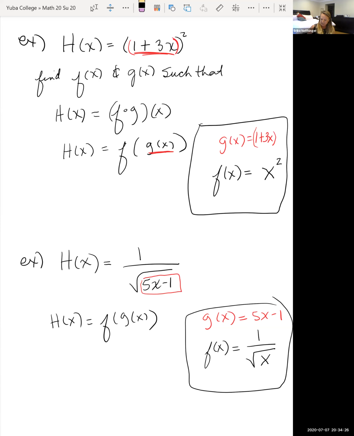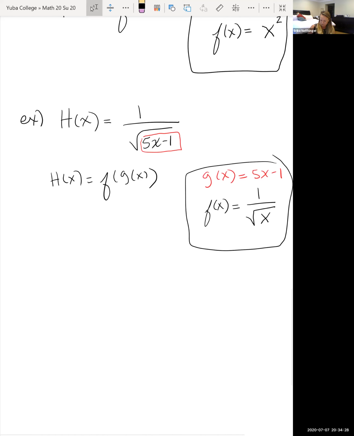But what if we had chosen g of x instead to be the square root? That whole denominator, the square root of 5x minus 1.